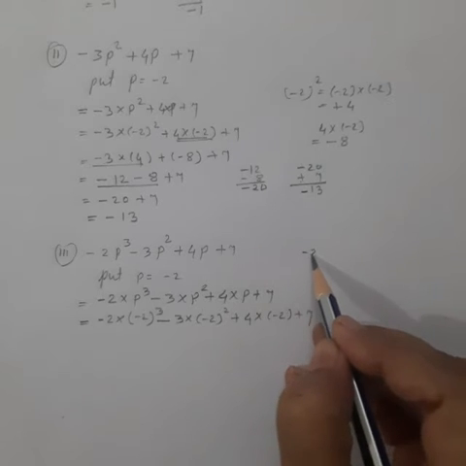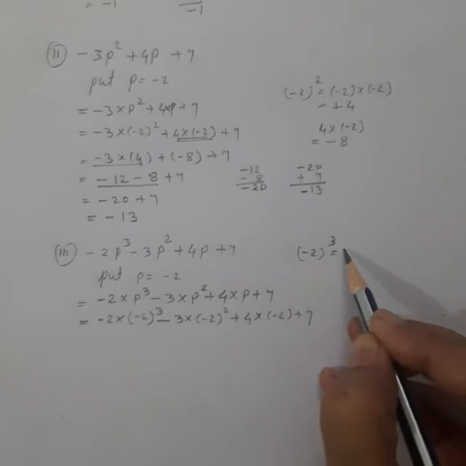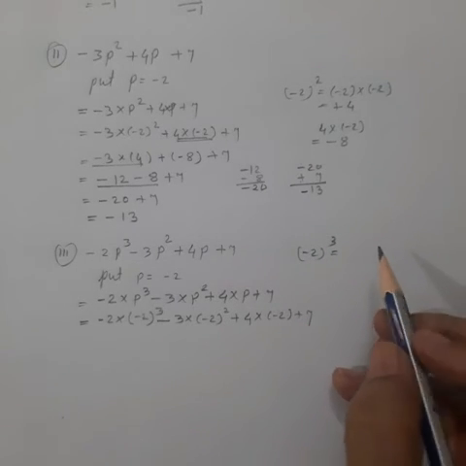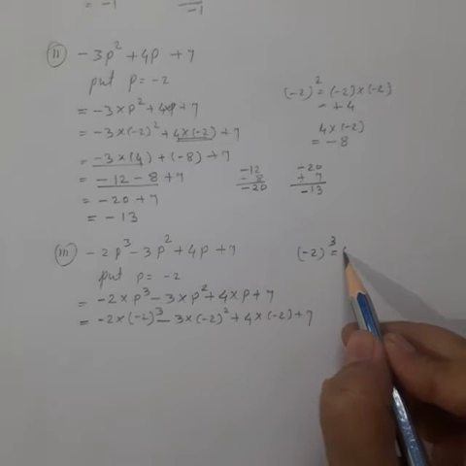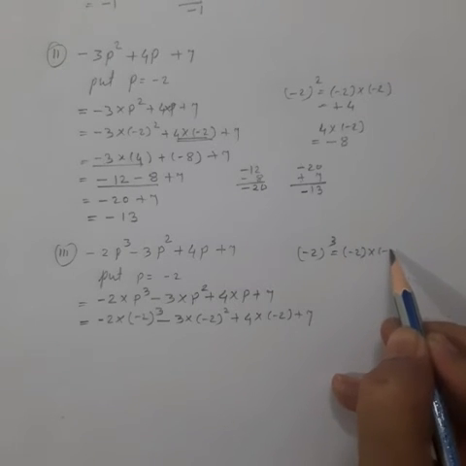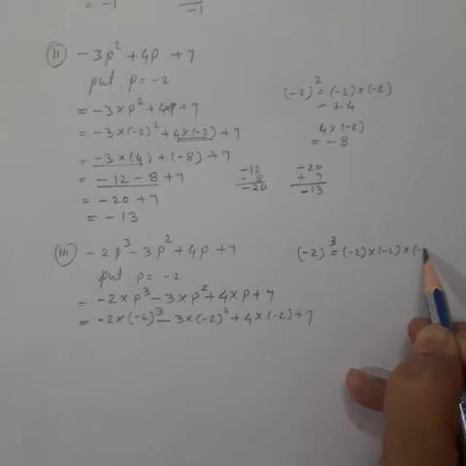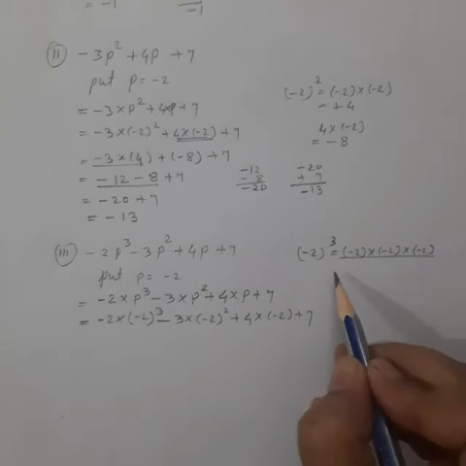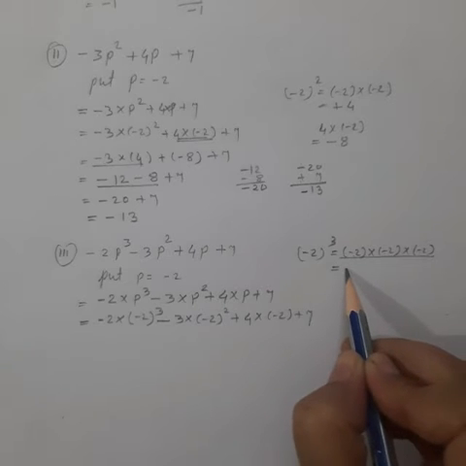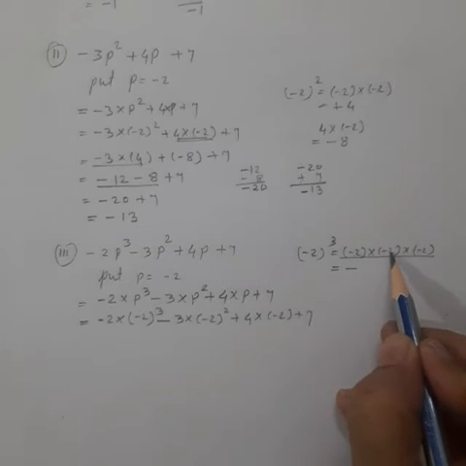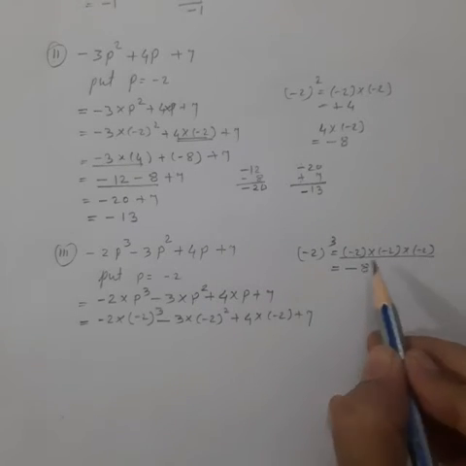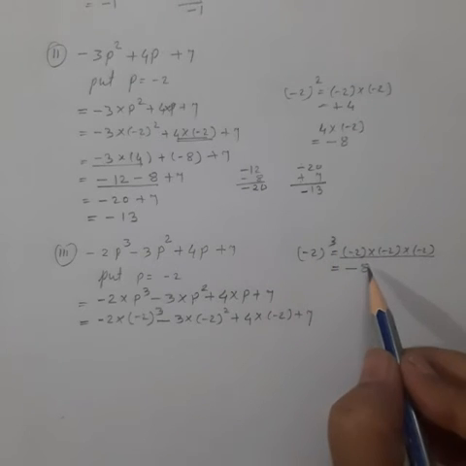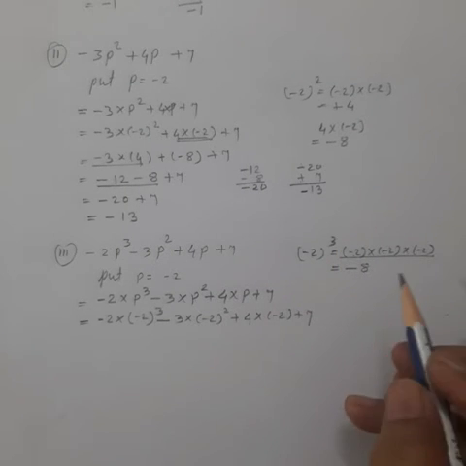So minus 2 cube. Minus 2 cube means minus 2 is multiplied by itself 3 times. Minus 2 into minus 2 into minus 2. In this multiplication, the negative sign is coming 3 times, so the product is negative. 2 2s are 4 and 4 2s are 8. So minus 2 cube is equal to minus 8.